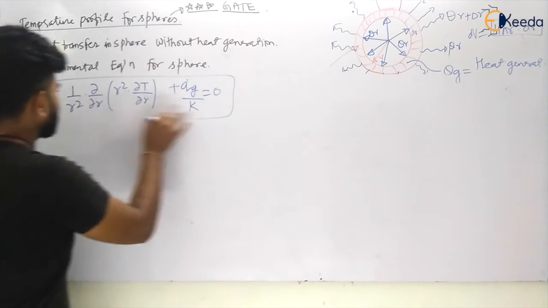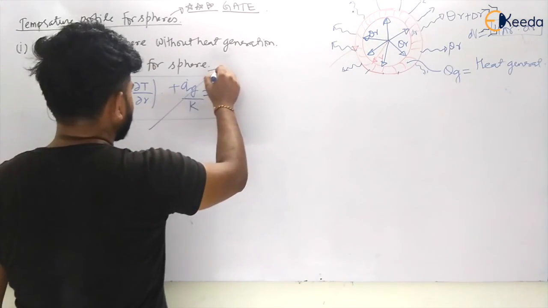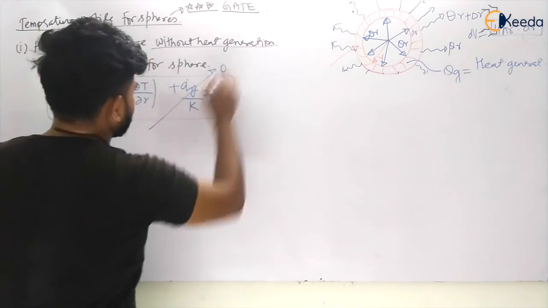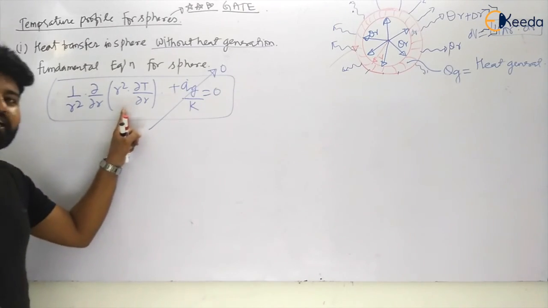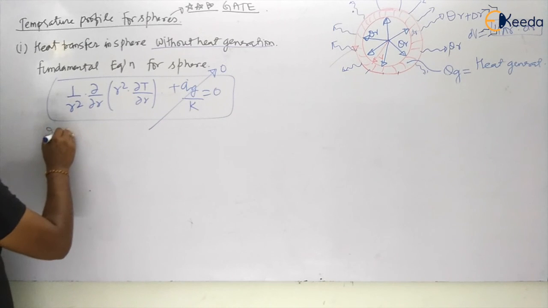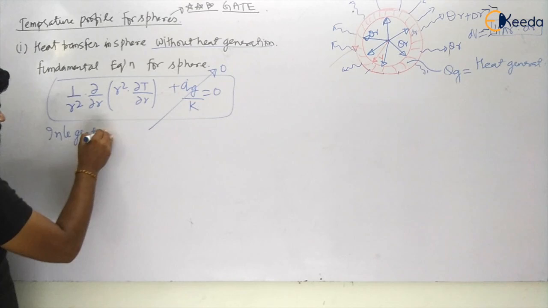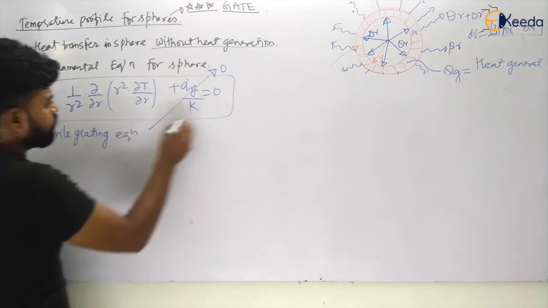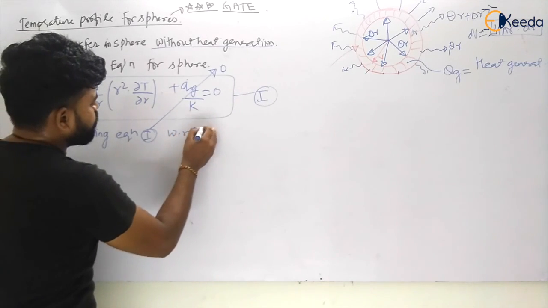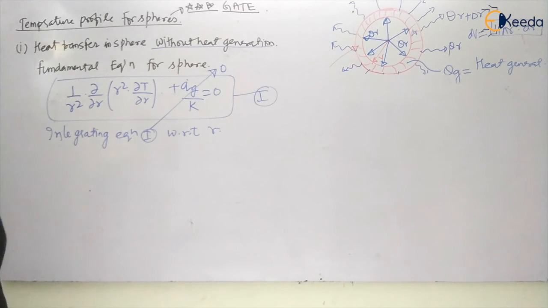Okay. So my dear students, we know this equation. So if I will do one thing, I will ignore, what I will do, I will ignore or I will make it 0, because I have taken without heat generation. And if I will integrate this equation with respect to r, I will have a temperature profile. Let us see. So integrating equation number 1, let us take it 1 with respect to r. Let us see what I will have.